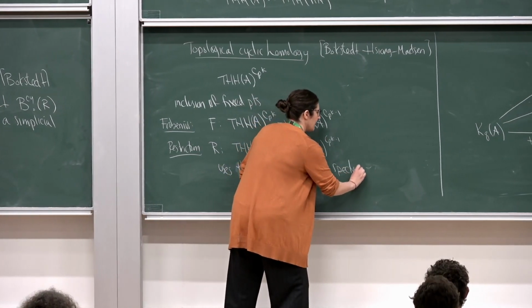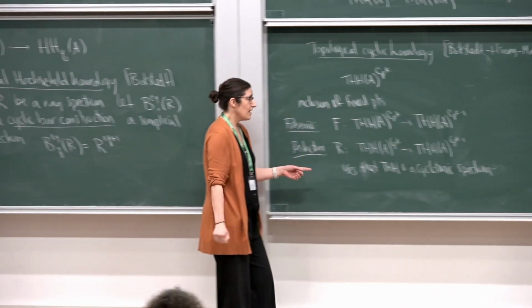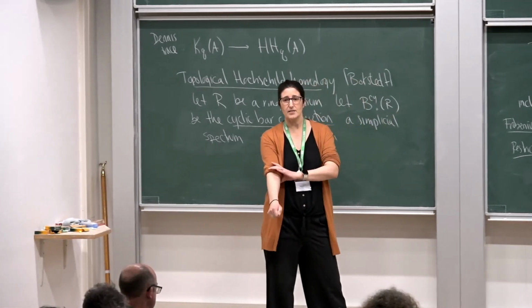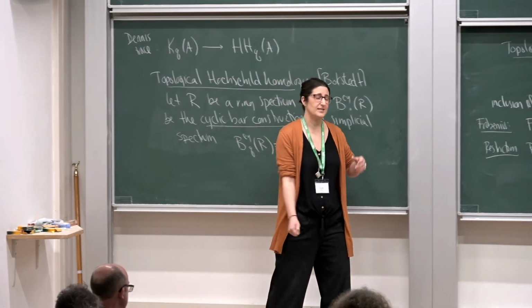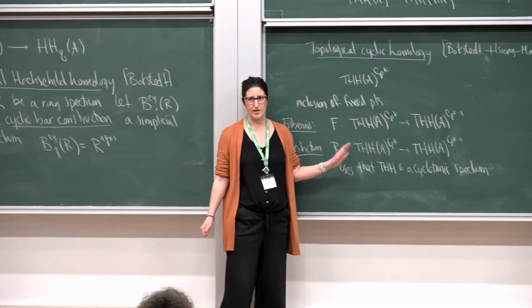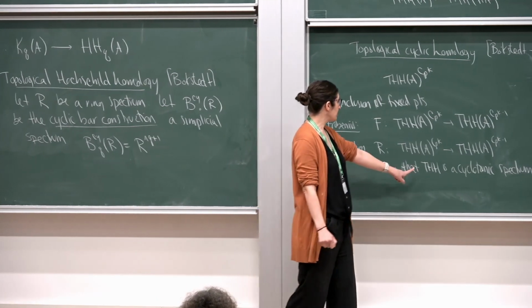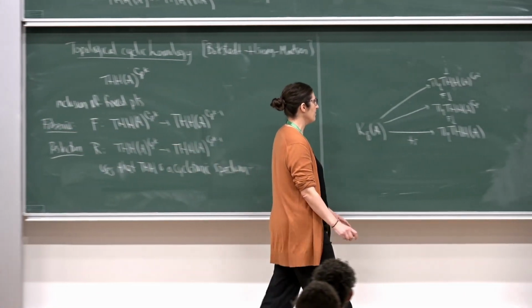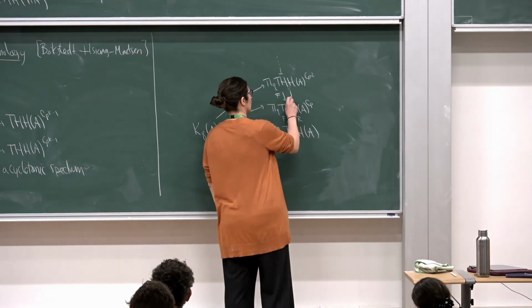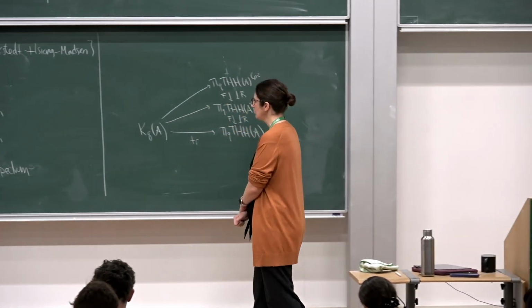I'm not going to define what that is. That's a big topic for a different day. But that's something about the S1 action on THH, and it's important to note that we need that here. We need it to be cyclotomic to define TC. But THH is cyclotomic, so I get this second map. It goes here: restriction, restriction.